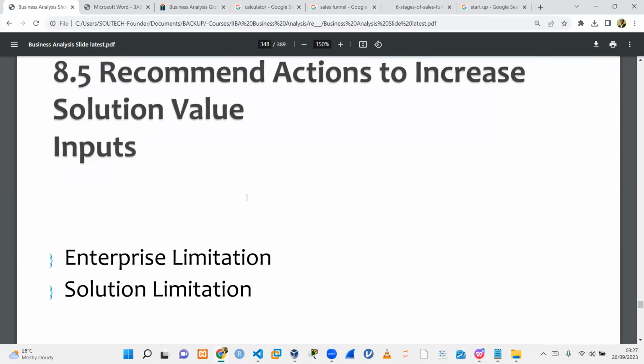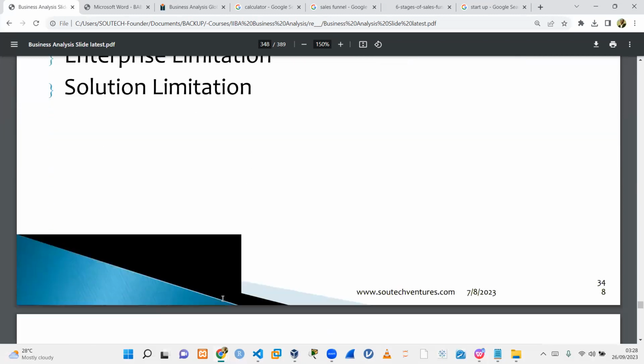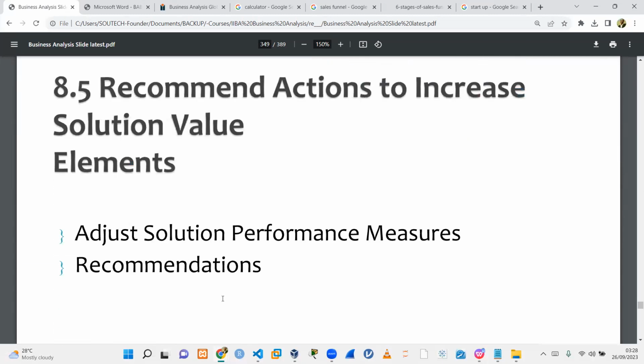Some of the inputs are going to be your enterprise solution limitation, the external, and of course your solution limitation, the internal limitation. Those are the things that are going to help you decide how best it will be for you to increase value.